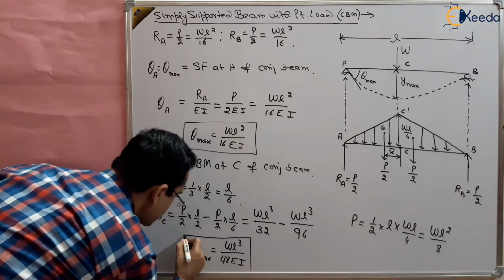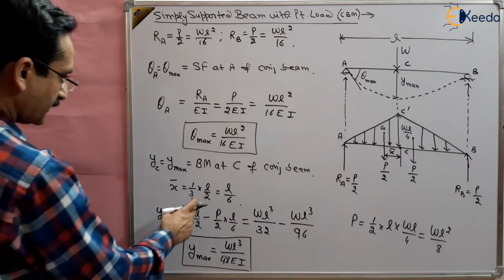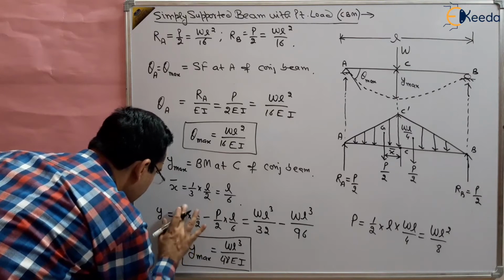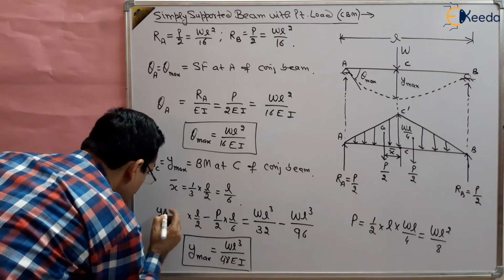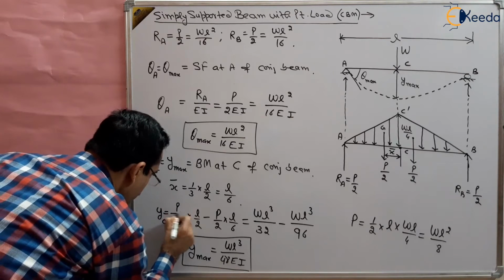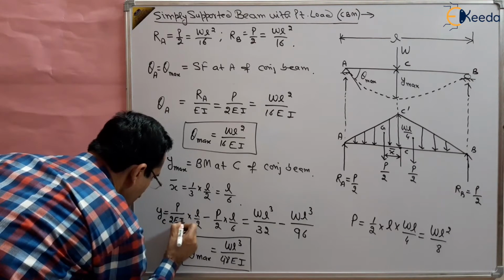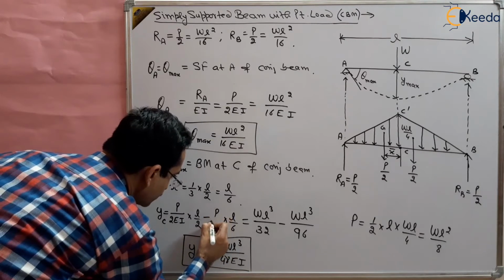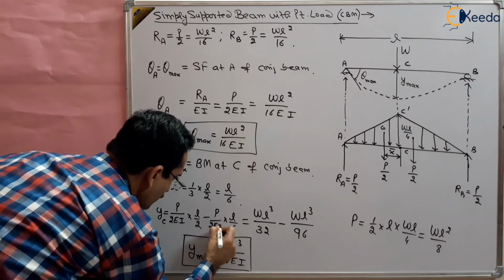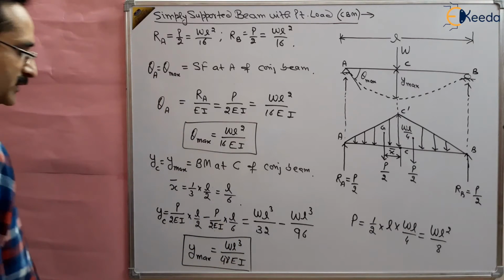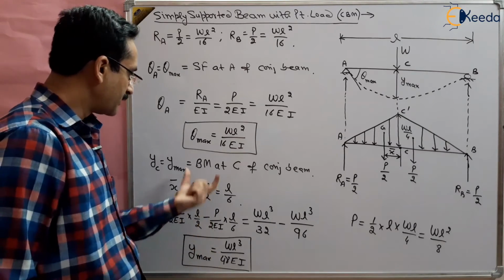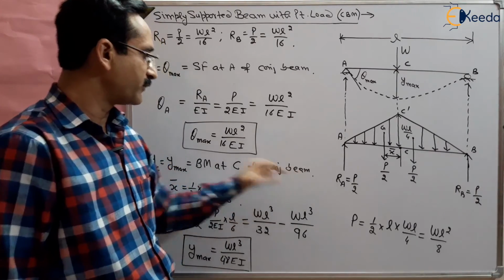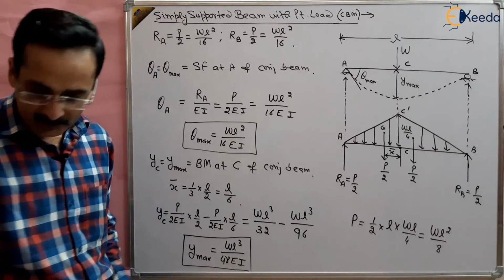EI is always there. Here I think we have forgotten to divide by EI. So this is P by 2 EI, divided by EI also, right? So here we should write P by 2 EI. Do not forget about EI, because the width of the conjugate beam is EI. So EI is always there, right? Here also the bending moment at C of the conjugate beam. So when we say conjugate beam, it means it has a width of EI. So WL cube by 48 EI.